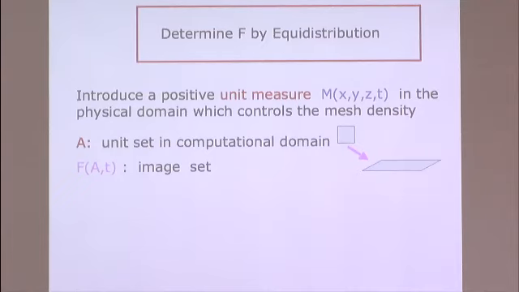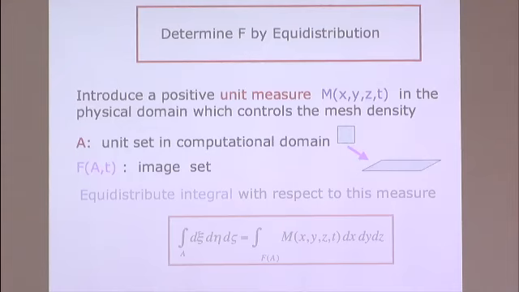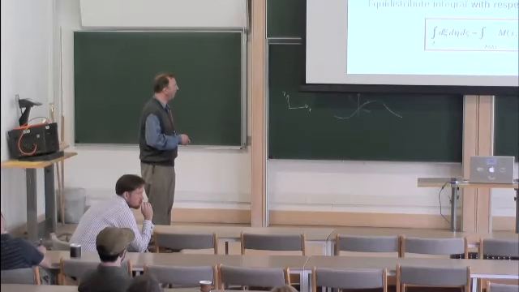So it could be a measure of the error of the solution, or it could be something else, but something which drives me to want to concentrate my points there. And then I might have some sort of unit set in the computational domain, and my function f from that to the physical domain maps that to some sort of distorted set. And the idea of equidistribution is that we try to keep the integral of this measure over this image set constant, regardless of where that might be in the domain.